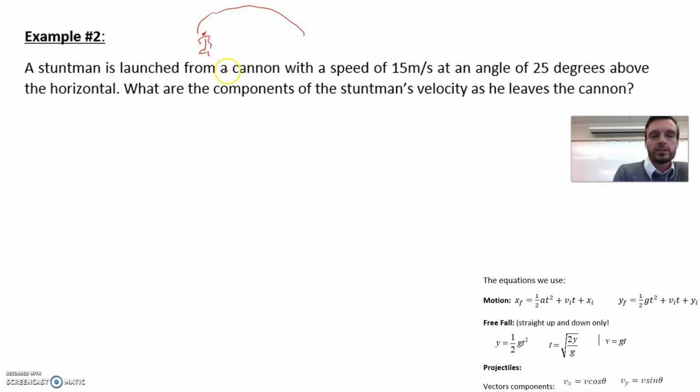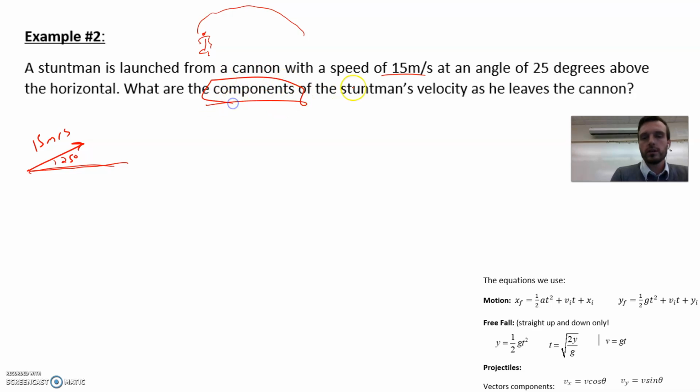So let's look at this one. A stuntman is launched from a cannon with a speed of 15 meters per second at an angle of 25 degrees above the horizontal. When we say that, we just mean horizontal is like the horizon, right? It's the x-axis. So you're kicked 25 degrees up from there. Question says, what are the components of the stuntman's velocity as he leaves the cannon? Well, if you look at your equation sheet, projectiles, vector components, the equations are right there for you. So Vx equals and Vy equals.